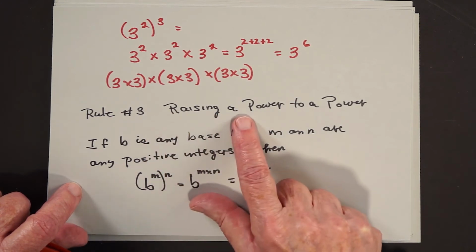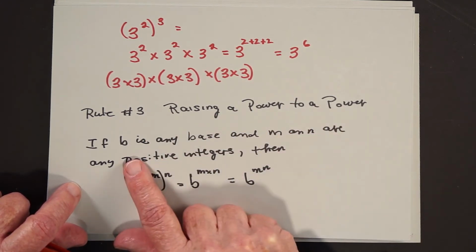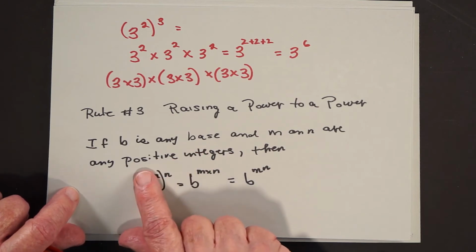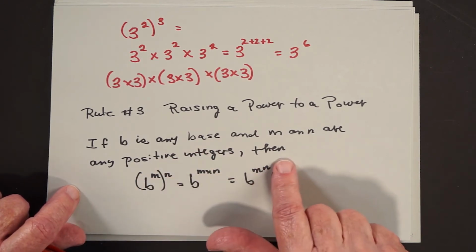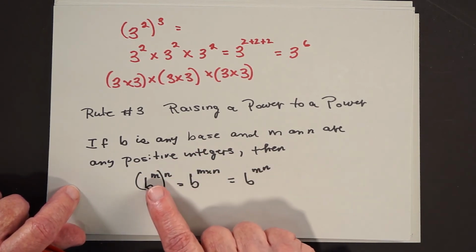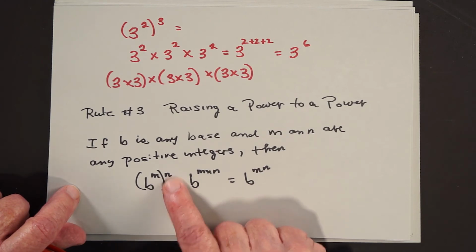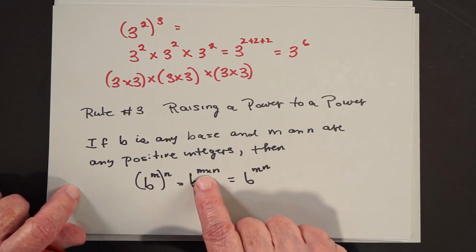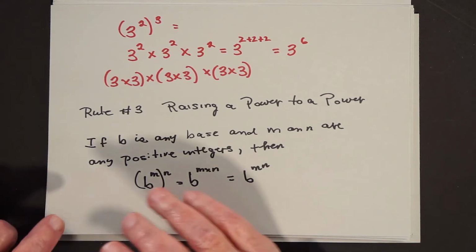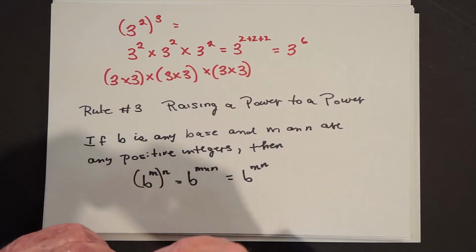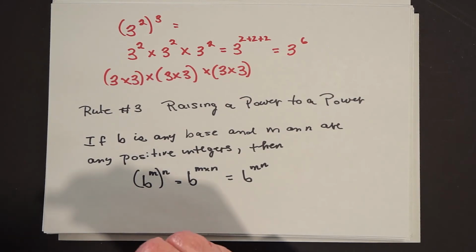So what's rule number 3? Raising a power to a power. If b is any base and m and n are any positive integers, then b to the mth power raised to the nth power is just b to the m times n power. And again, you can memorize these things, or you can do what? Always go back to the basic definition.